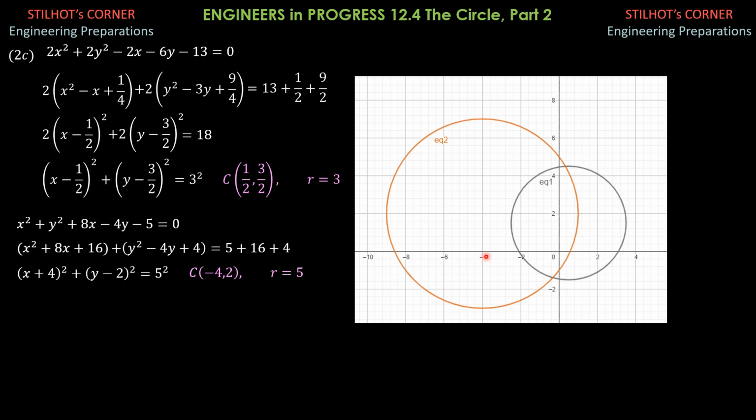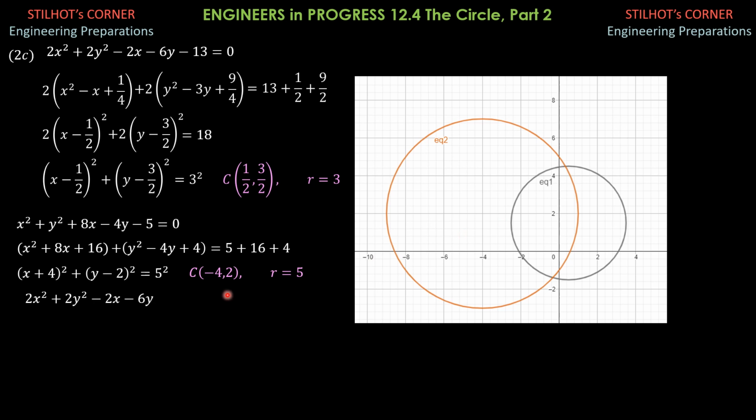So negative 4 is here and positive 2. This is the center, not labeled, but you can look at it from this circle here. Negative 4, comma, 2. The radius is 2, 4, 5, because the graduation is by 2. So that's it, and this is the circle.